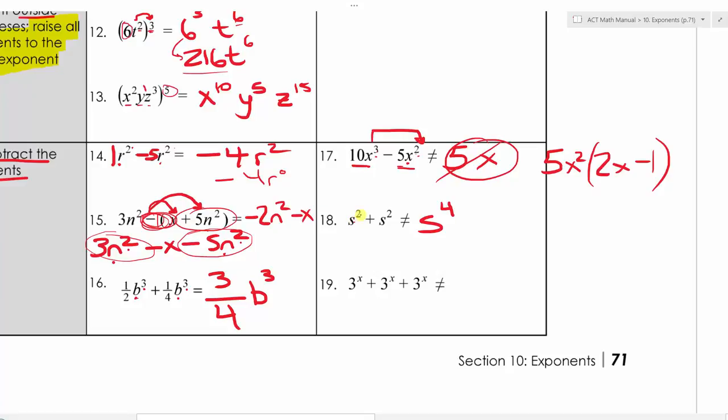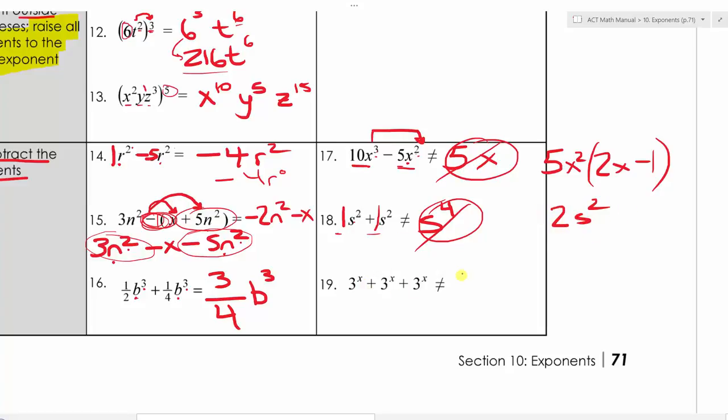Well, this s squared and this s squared, they do have coefficients. They have a coefficient, again, of 1. Remember, when no coefficient is written, the coefficient is 1. So this is not s to the fourth. We do not add the exponents. All we do is add the coefficients, and we get 2s squared.